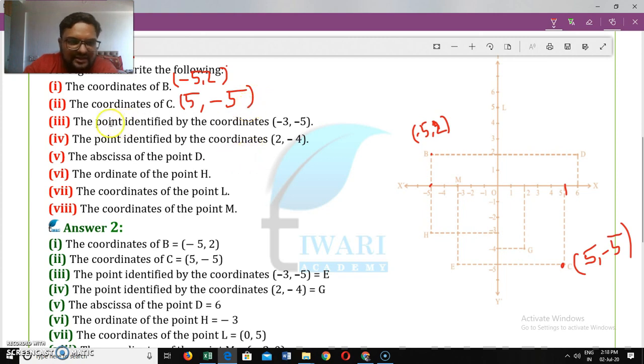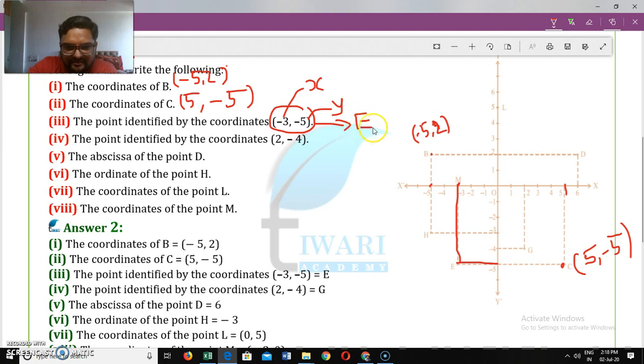Now they asked the third question: the point identified by the coordinates minus 3, minus 5. So minus 3 is our x and minus 5 is our y. Both are negative. We look where minus 3 is here, minus 5 is here. So if we draw lines perpendicular like this, it is the point E. So the answer of this third one is E. I hope you students are understanding.